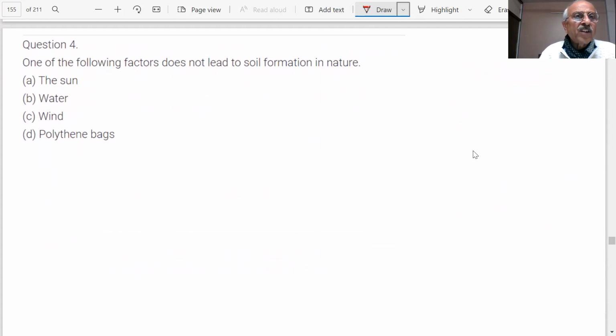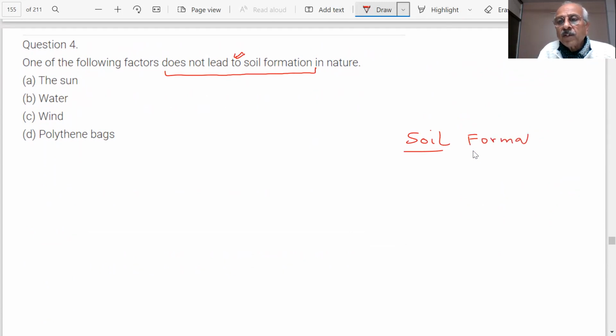Question number 4 is on the screen, students. One of the following factors does not lead to soil formation. Now the question is based on "does not lead to soil formation." Already you are aware, students, whenever a question is given, we already know how much knowledge we have, what we have learned from this. Soil formation, you know what factors we discussed for soil formation, students? We discussed how the soil is formed. What factors are there for the formation of soils? You already know about it.